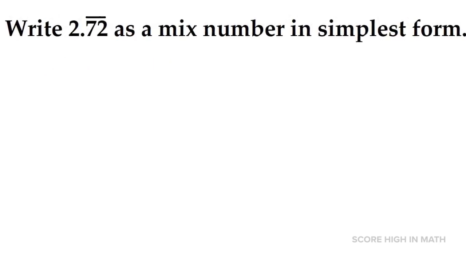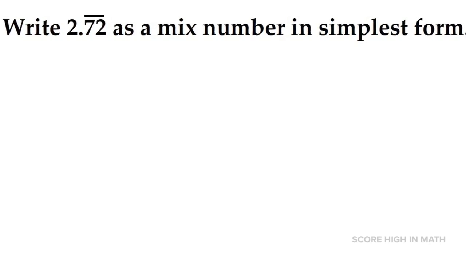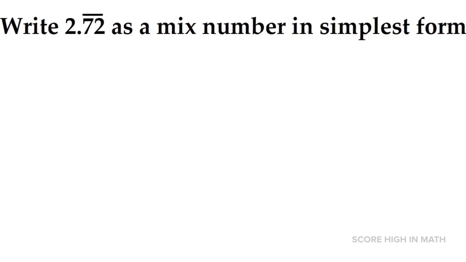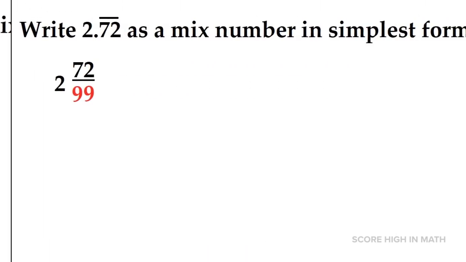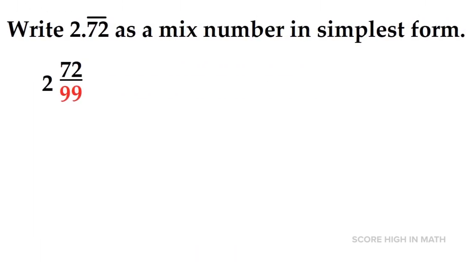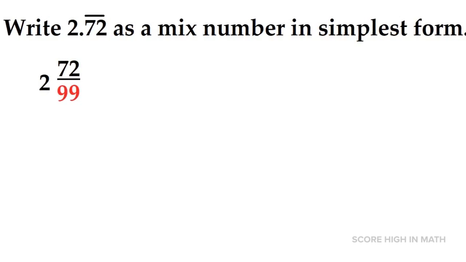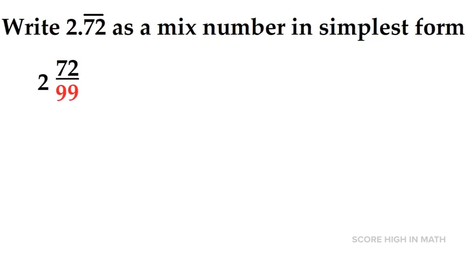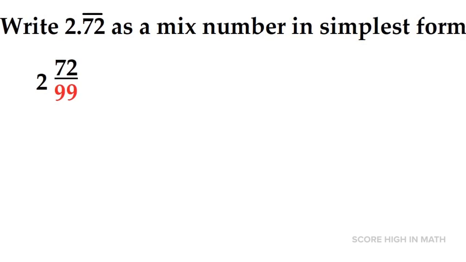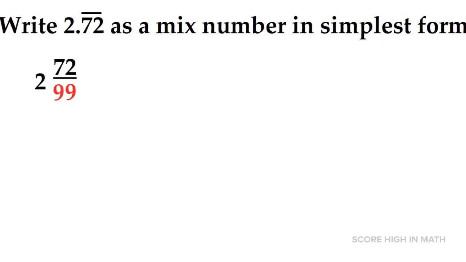Let's work on this example. Write 2.72 with a bar as a mixed number in simplest form. If the number is on the hundredths place, to convert it into a fraction, you're going to divide it by 100. But if it is on the hundredths place and it has a bar on top, you're not going to divide it by 100, but instead, divide it by 99. So we can come up with 2 and 72 over 99.